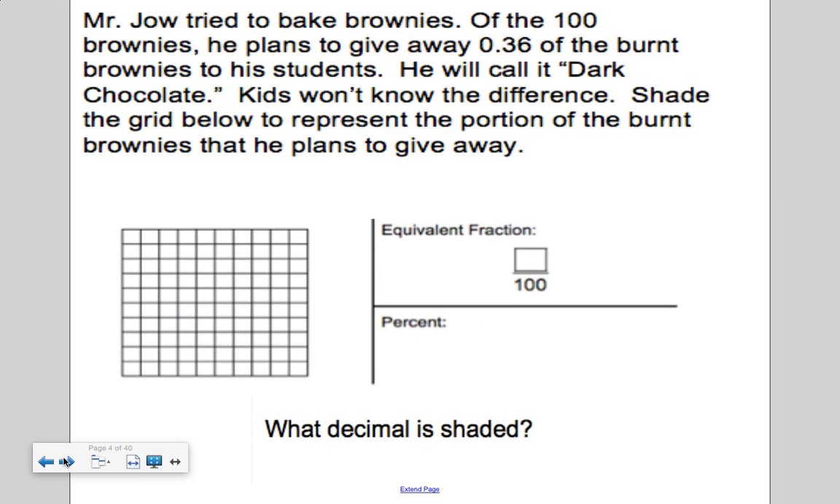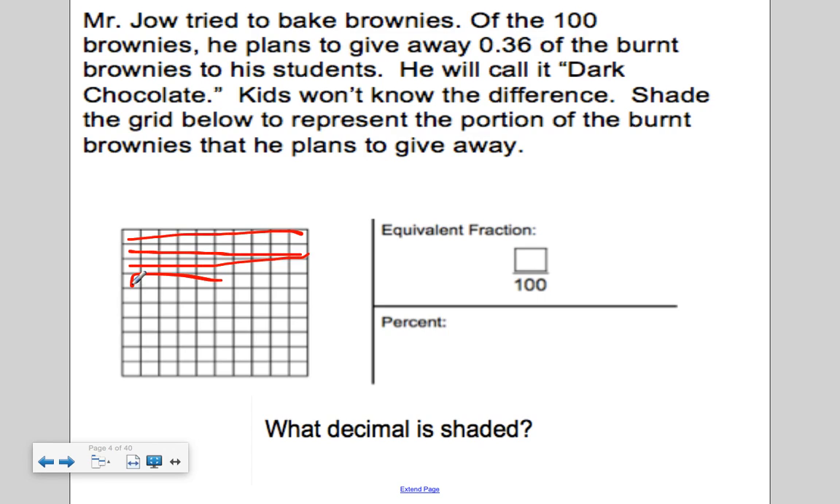I, on the other hand, try to bake brownies. Of the 100 brownies, he plans to give away 36 of the burnt brownies. So 10 hundredths, 20 hundredths, 30 hundredths, and 36 hundredths. He will call it dark chocolate. Kids won't know the difference. I don't know if you got the joke.